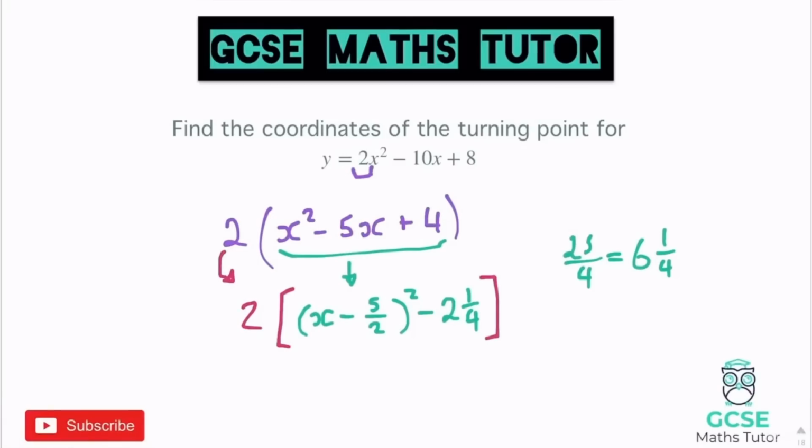So if we times both of these by 2, we have 2 lots of this bracket, 2 lots of x minus 5 over 2 squared, and 2 lots of this negative 2 1/4, and 2 times negative 2 1/4 is negative 4 1/2, or 4 2/4. There you go, negative 4 1/2. So that's that times that 2 back out.